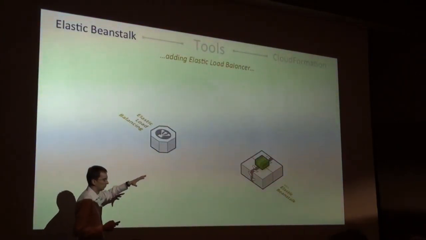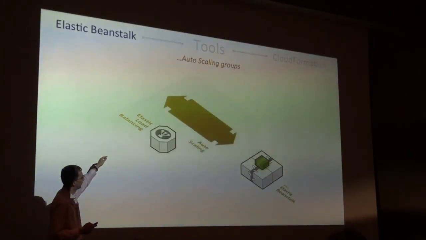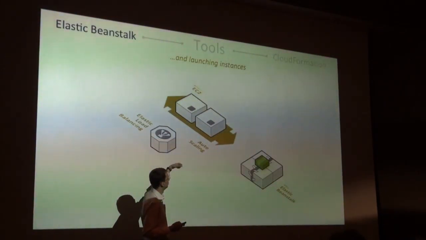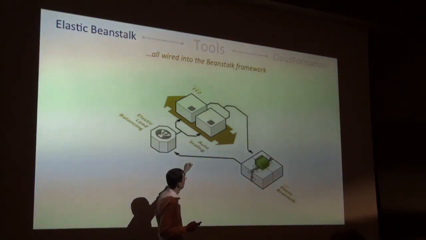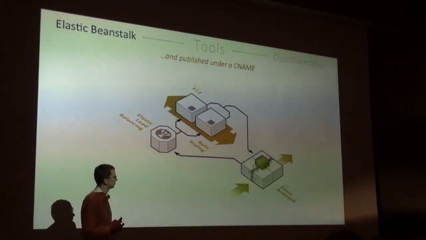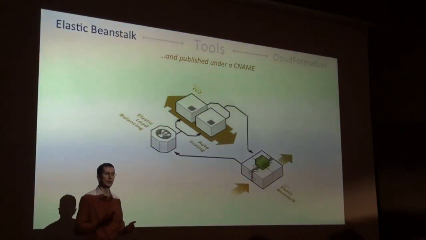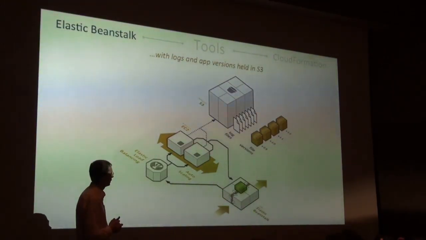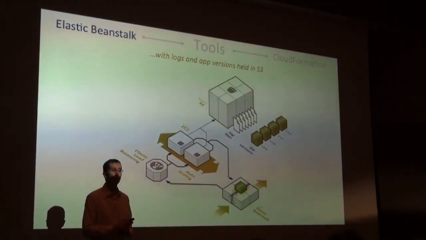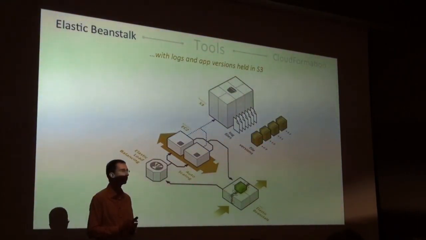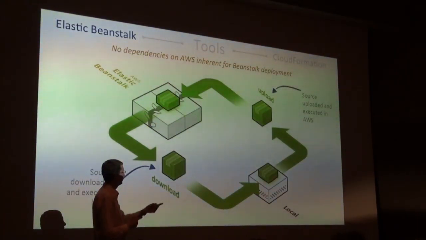So when you run your application in Beanstalk, you can have then the system automatically configure load balancing, auto-scaling groups to handle peak loads, running EC2 virtual machines in the AWS cloud. And everything is done automatically by Beanstalk. You focus on the application development. And then you get a CNAME, so host name, where you can point your traffic. Very easy. The log files and application versions are stored in S3, Amazon Simple Storage Service, or storage for the internet. It's an object store, highly durable, 11 nines of durability.